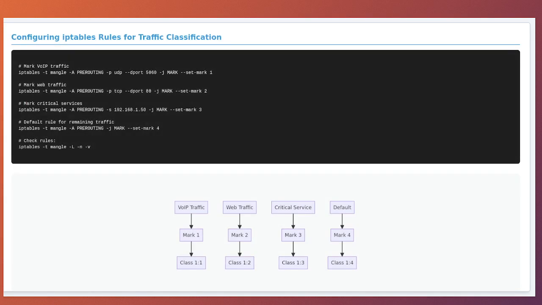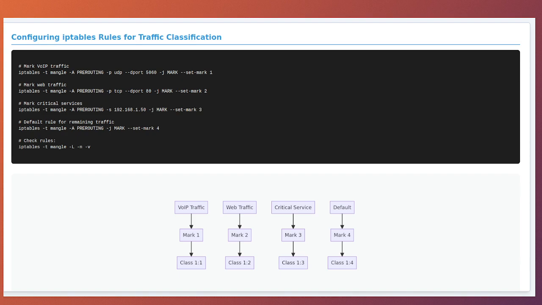Configuring iptables rules for traffic classification. We now need to configure iptables rules to mark traffic appropriately. This involves creating rules that identify different types of traffic and assign them appropriate marks. For example, we might want to give priority to VoIP traffic. iptables -t mangle -A PREROUTING -p udp --dport 5060 -j MARK --set-mark 1. This rule marks all packets destined for the SIP port 5060 used by VoIP applications with mark value 1.